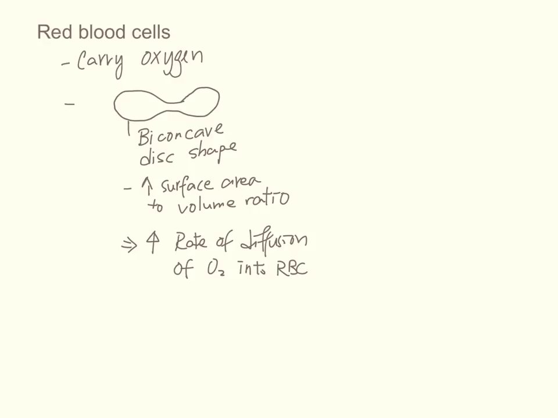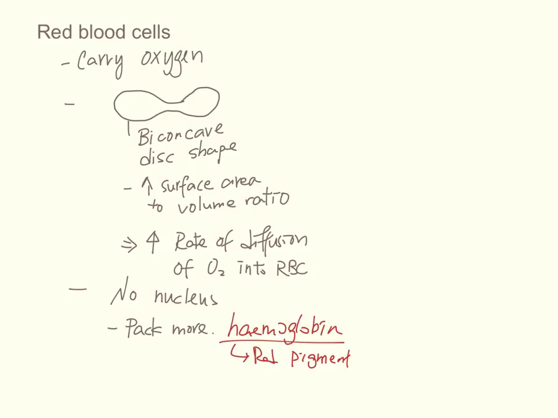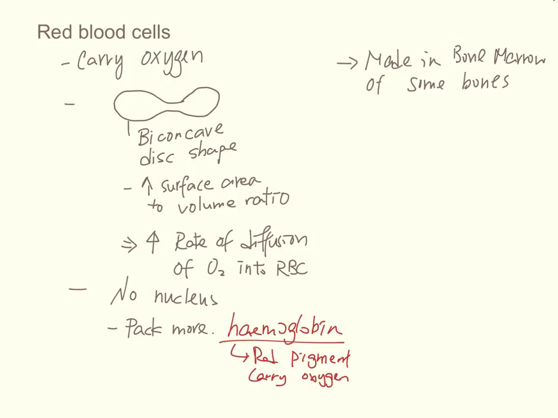The red blood cell also does not have a nucleus. Not having a nucleus means that the cell can pack more hemoglobin in it. Hemoglobin is the red pigment that is responsible for carrying oxygen. The red blood cells are made in the bone marrows of some bones, and at the end of its lifetime, it is broken down in the liver and the spleen to form bile pigment, which will be removed from the body. Next, we will look at the white blood cells.